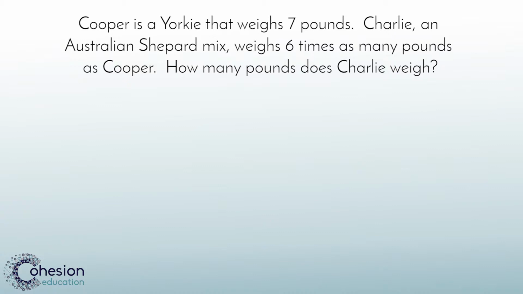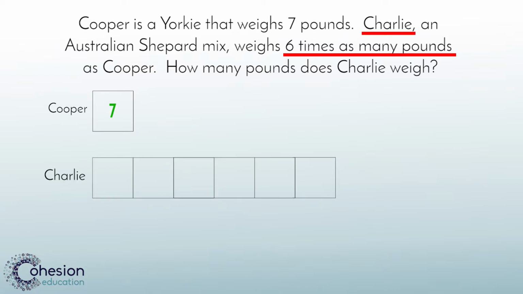I will label my first row Cooper and draw one box to represent the 7 pounds Cooper weighs. I am not going to put a letter or leave the box blank this time, as it is not unknown. I will go ahead and put a 7 in the box, as I know that Cooper weighs 7 pounds. On the second row, I'm going to write the name Charlie and draw 6 boxes to represent that Charlie weighs 6 times as many pounds as Cooper.